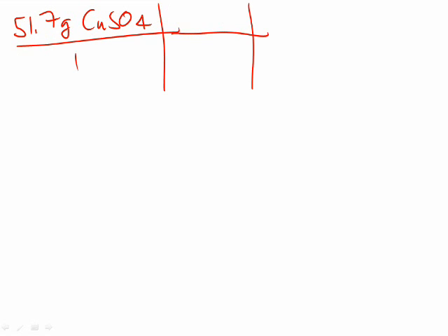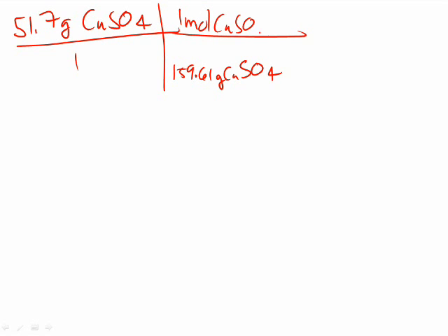So we start with 51.7 grams of copper sulfate. How much aluminum will be made from that? And that's just gram to gram. Going to moles, we have 159.61 grams of copper sulfate per 1 mole of copper sulfate. We go to the moles of aluminum. From the reaction, there's 2 moles from the equation. There were 2 moles of copper sulfate per 2 moles of aluminum.